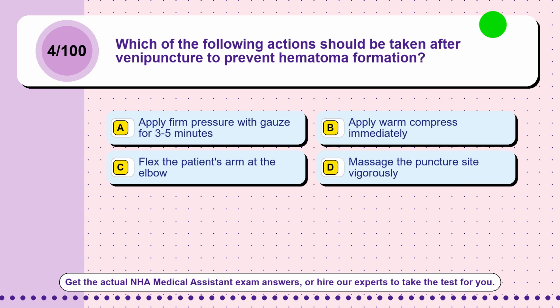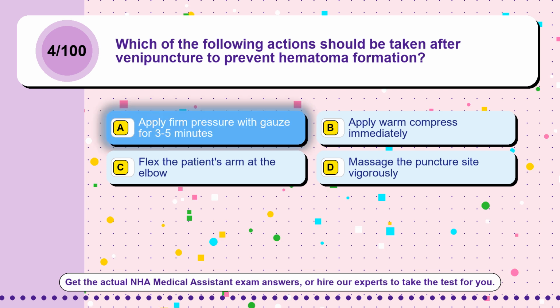Question 4. Which of the following actions should be taken after venipuncture to prevent hematoma formation? Option A, apply firm pressure with gauze for 3 to 5 minutes. Option B, apply warm compress immediately. Option C, flex the patient's arm at the elbow. Option D, massage the puncture site vigorously. The correct answer is option A. Apply firm pressure with gauze for 3 to 5 minutes.